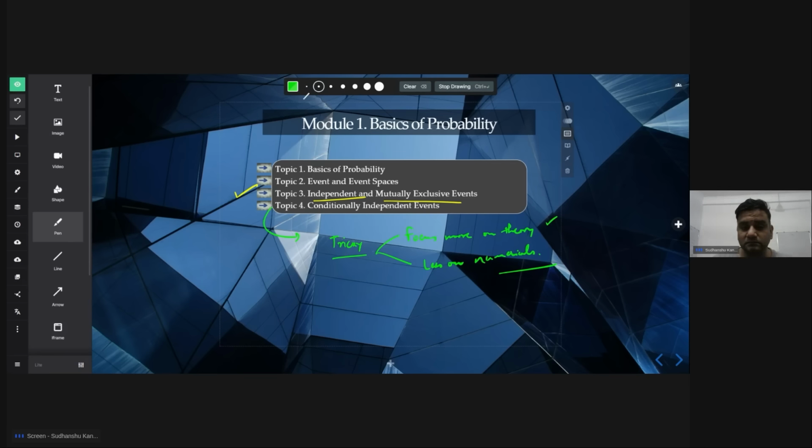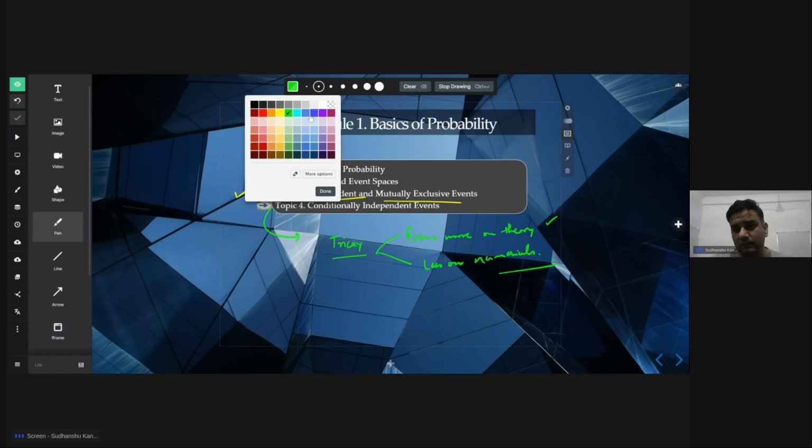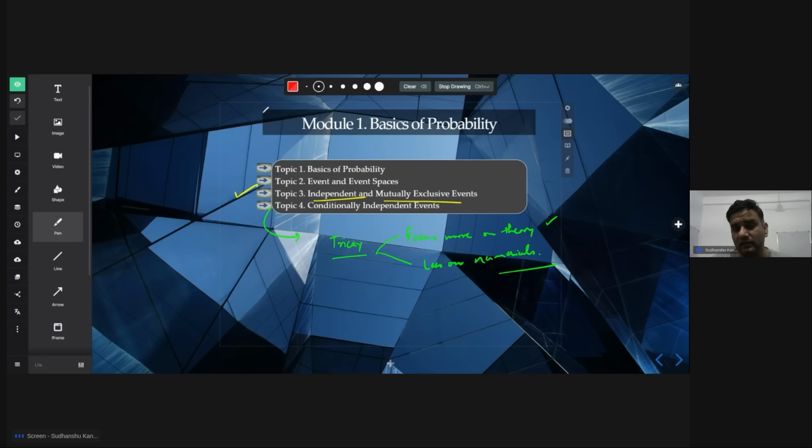So let's get started. The objective of giving you this idea is that if you are preparing, you should be very clear about where to focus. Focus on both independent and mutually exclusive events. Go as deep as possible, whereas in conditionally independent events, focus more on theory.